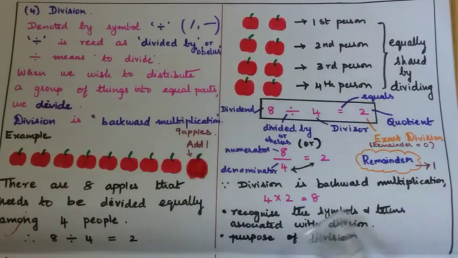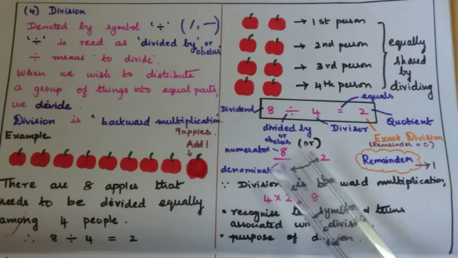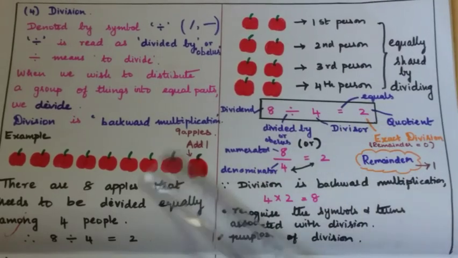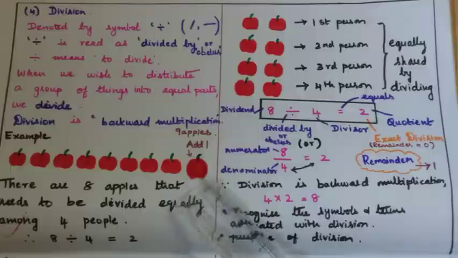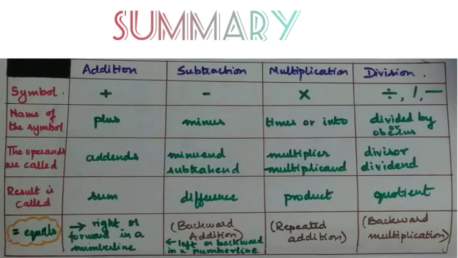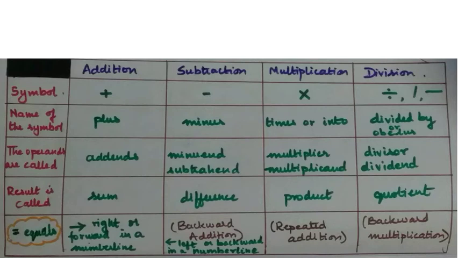So now the child should be able to recognize the symbols and terms associated with division, and also they should be able to understand the purpose of division. This tabular column shows the symbol of various operations, the name of the symbol, the operands associated with each operation, and also the name of the result that we obtain in each operation. I hope by the end of this video, the kids will be familiar with the basics of the 4 operations in mathematics. Now let's see the learning outcome.